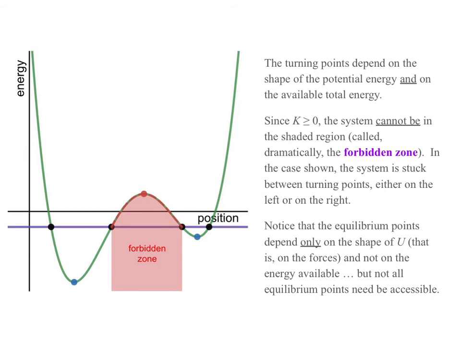All right, we talked about this graph earlier, but notice that the equilibrium points depend only on the shape of U. They don't depend on the energy, but you might not be able to get to all of them. If the thing has this energy, then it can't access this equilibrium point because, at least if it's on this side of the graph, here it will turn around. It will get stuck in that region, and it can't access this other region, unless in a quantum mechanical system it could tunnel down to that region.